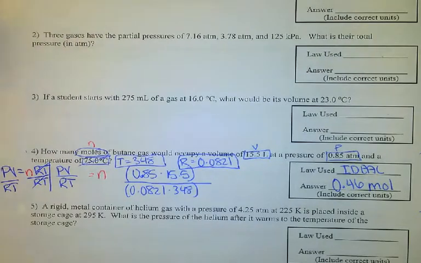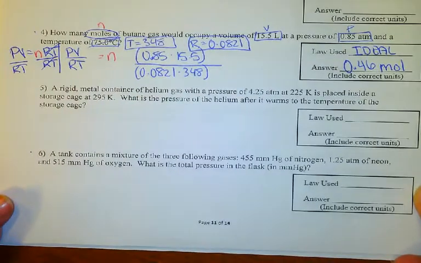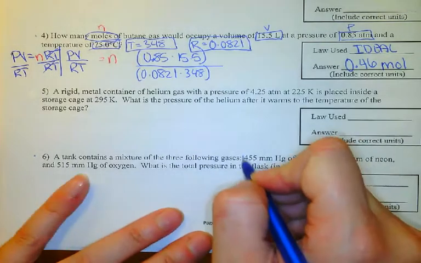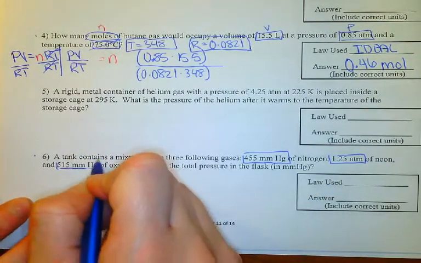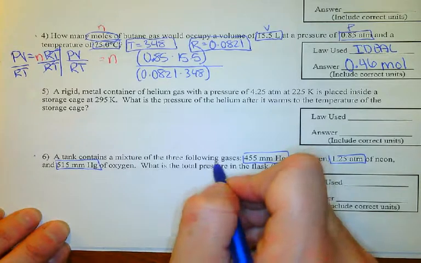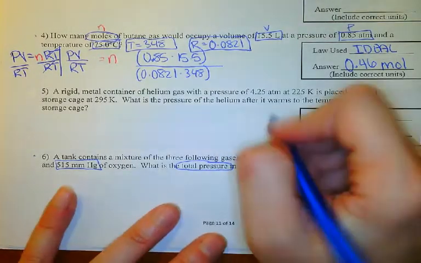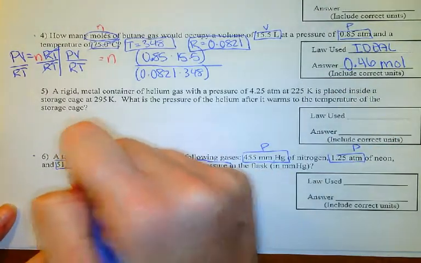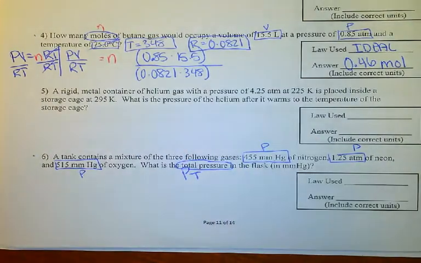Then we're going to move down. Let's take a look at number 6 together. We're going to box and circle and try and decide which equation we're using. A tank contains a mixture of the following 3 gases. So they're giving me this, this, and they are asking me for total pressure. They tell me mmHg, which is a pressure. They tell me ATM, which is a pressure. They tell me mmHg, which is a pressure, and they're asking me for total pressure, PT.